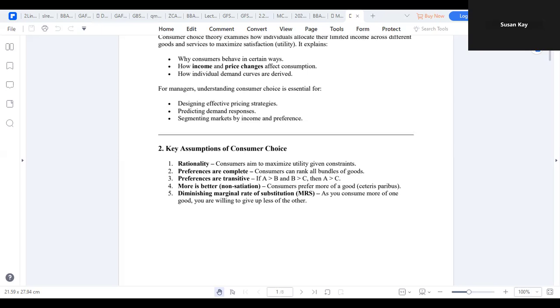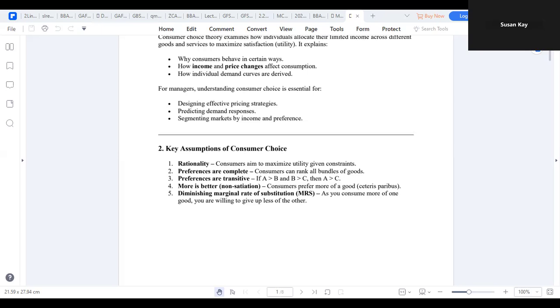The third assumption is that preferences are transitive. Meaning a consumer who prefers A to B and B to C must prefer A to C in that order. This will ensure consistency in decision making.